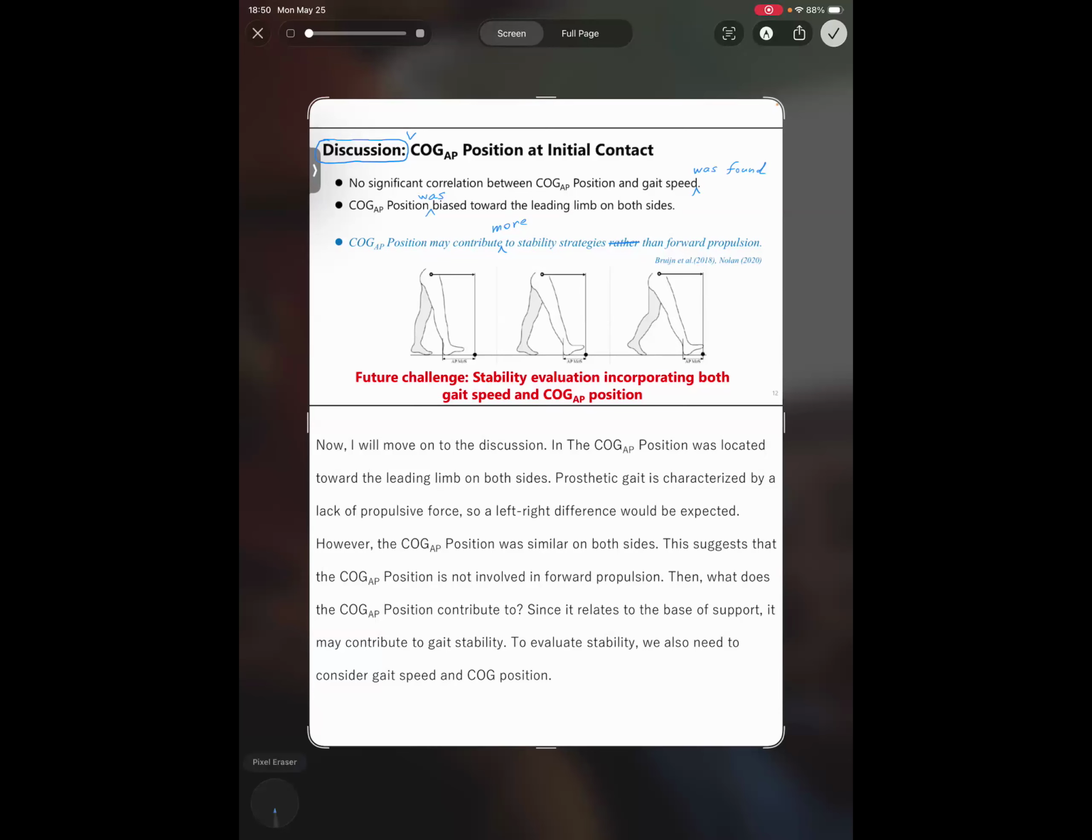Oh, wait a minute. I'm correcting Nolan. Sorry. I don't want to change a quote. I'm not Nolan's teacher or Bruin's or whoever. I'm not their teacher. So if you're quoting somebody, I can't change it.